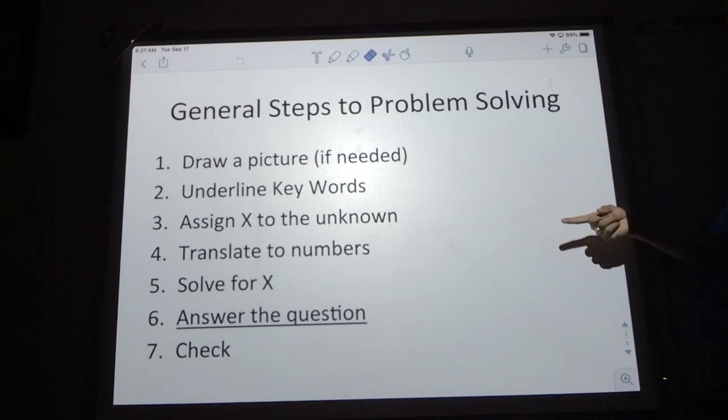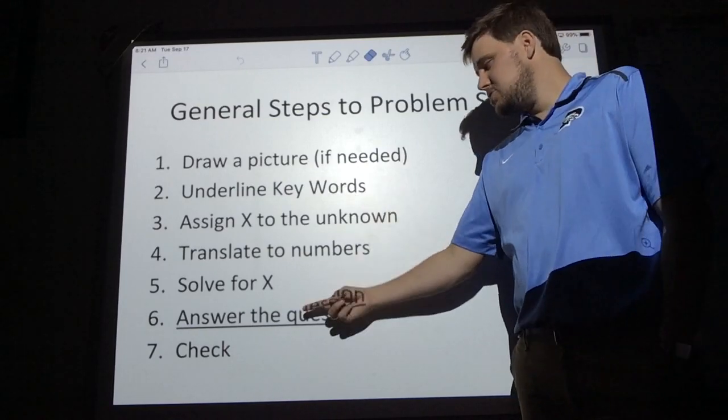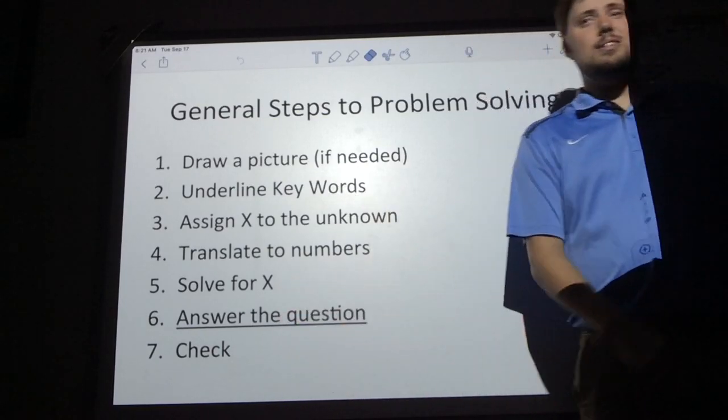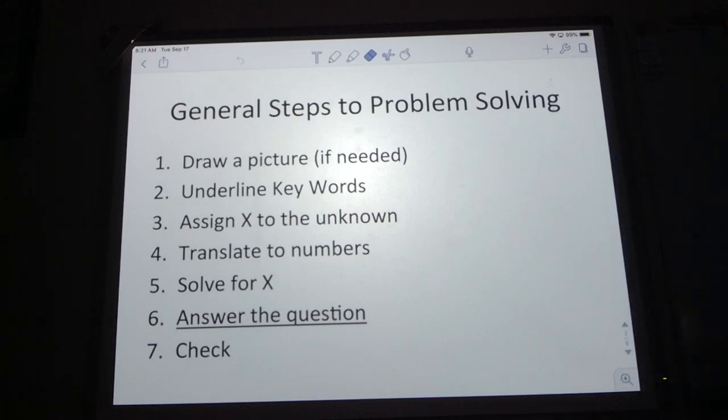Translate to numbers. Anything that says it in words, put those numbers down somewhere. Solve for x and answer the question. Those are two separate steps. Solving for x is not always answering the question. If it's just a problem like what we worked out last class, that is answering the question because they're asking what is x. But in these problems, they might not ask for x. You might have to plug x back in.